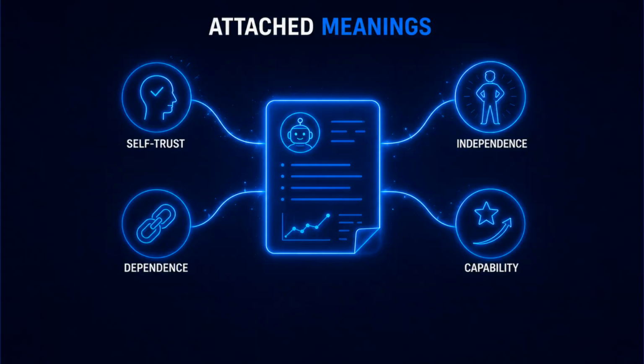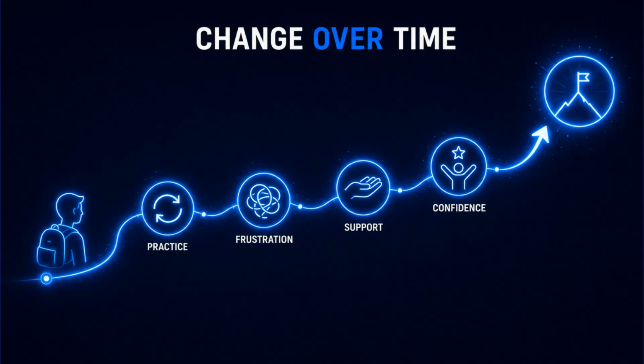In planning notes, this layer might sound like meanings learners attach to using AI support, especially around self-trust, independence, dependence, and capability. This layer helps you avoid treating tool use as only a behavior. The fifth lens is change over time. Ask, does the experience shift? Some experiences are not fixed. They develop through repetition, practice, confidence, frustration, or changing support needs.